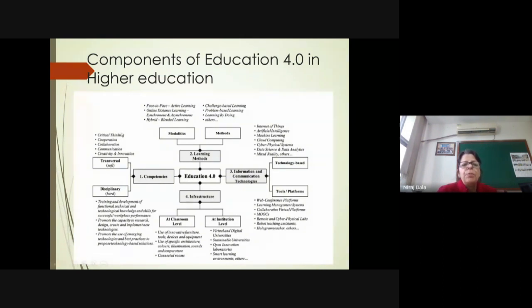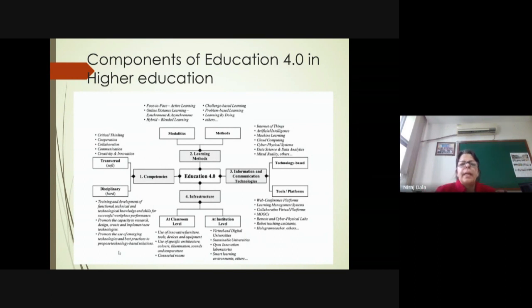So apart from these soft competencies, a student or a learner should have these hard competencies, which we call disciplinary competencies, after he leaves your institute and before he goes to the workplace.